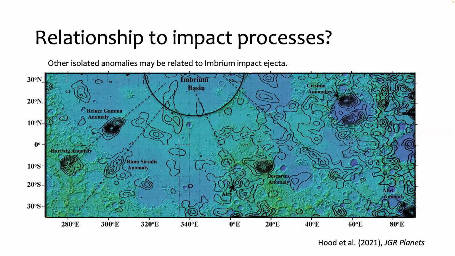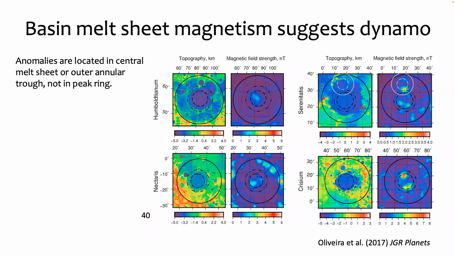So all in all, it comes down to this: are we recording a dynamo field, or is this the result of some kind of transient impact field produced by plasma? Whenever an impact hits rocks in the crust, it vaporizes them, and then you have these moving conductive plasmas going around the moon. One way to try to differentiate this is to look at impact basin melt sheets and see where the magnetic anomalies inside impact basins are actually located.